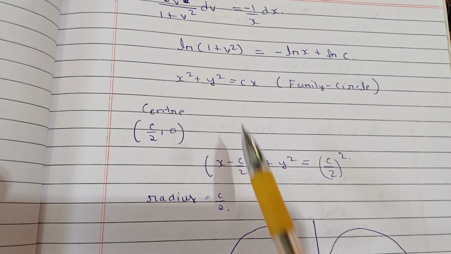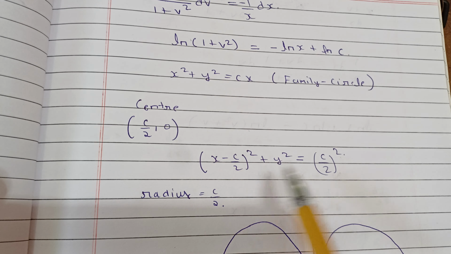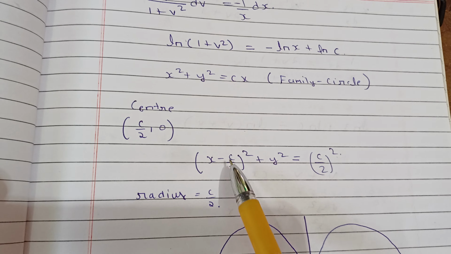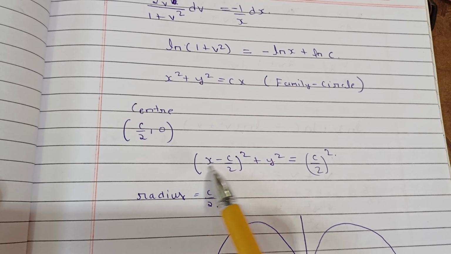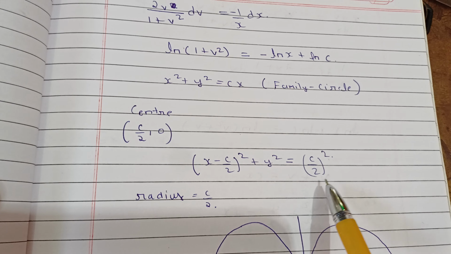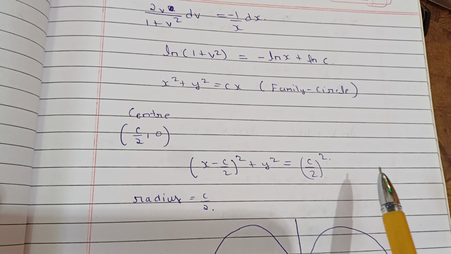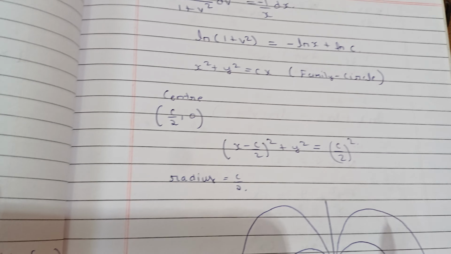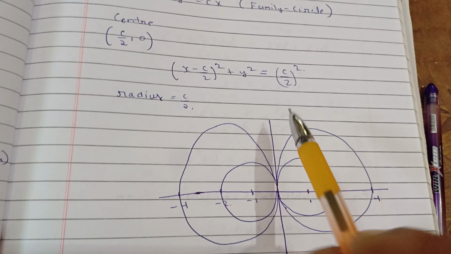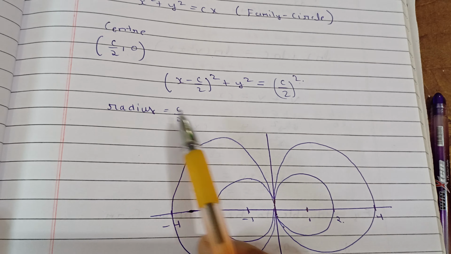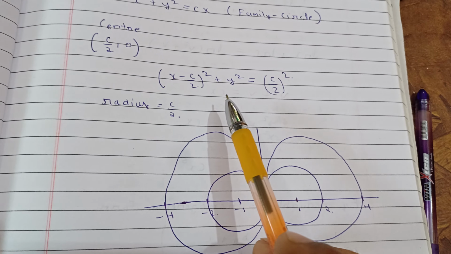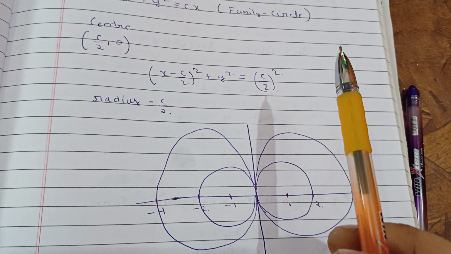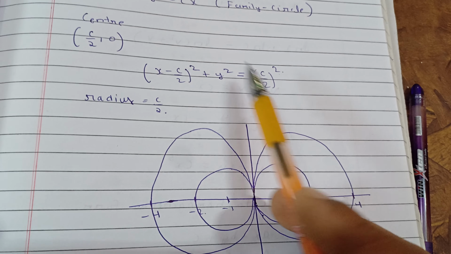So this equation can be written in this form, and this is a standard equation for a circle: (x minus a) square plus (y minus b) square equals r square, where a and b are the center and r is the radius of the circle. From this equation we can see c by 2 is the radius. So the solution of this differential equation is a family of circles. Just put in the value of c and you will get different circles.